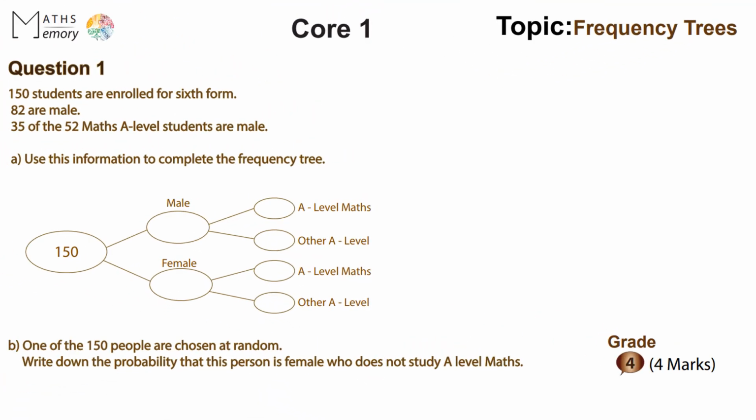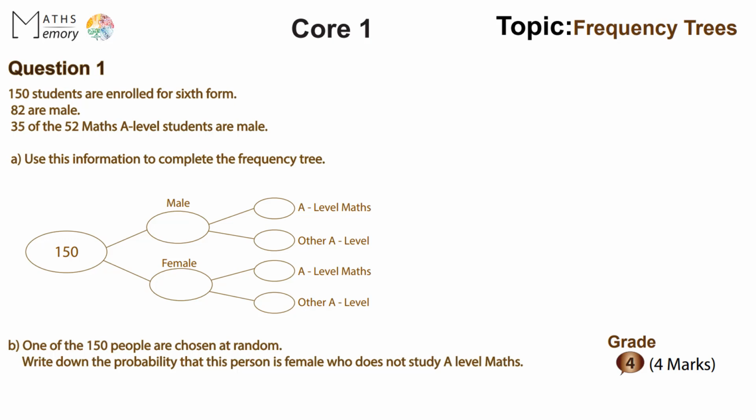Question one, core one, frequency trees. Get a piece of paper. Let's write down this question, parts A and B, on this frequency tree. That sets you up for tree diagrams on probability later on. Fill in the blanks and let's see how good you are on this. Press play when you're ready.